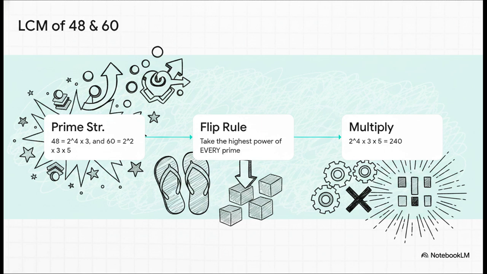Let's look at 48 and 60 again. Step 1, identify their prime structures. Step 2, instead of taking the lowest power of common primes, we take the highest power of every prime that appears anywhere in either number. So we grab 2 to the power of 4, 3 to the power of 1, and 5 to the power of 1. Step 3, just multiply them all together. 16 times 3 times 5 equals 240. And there's your lowest common multiple.